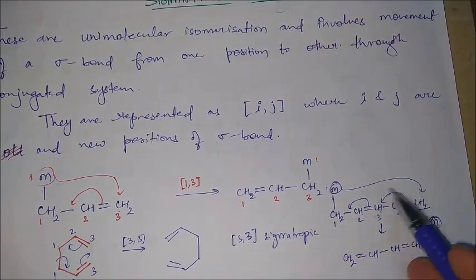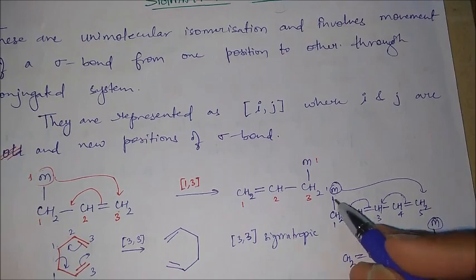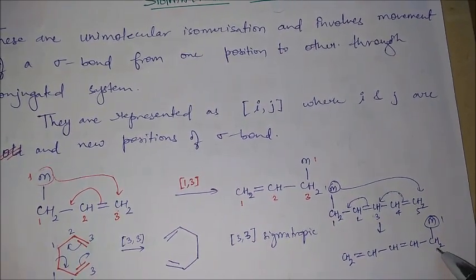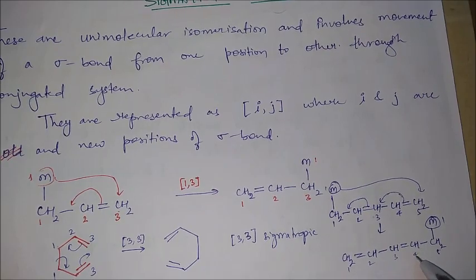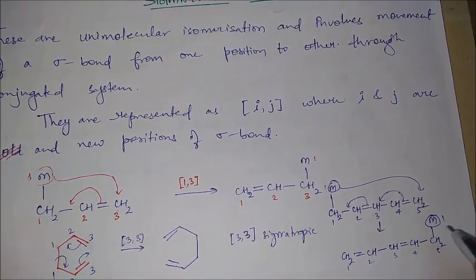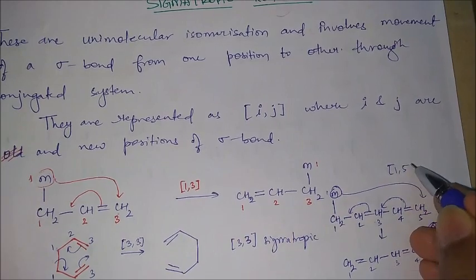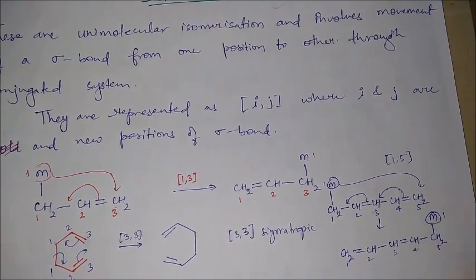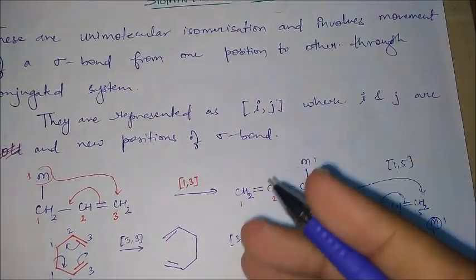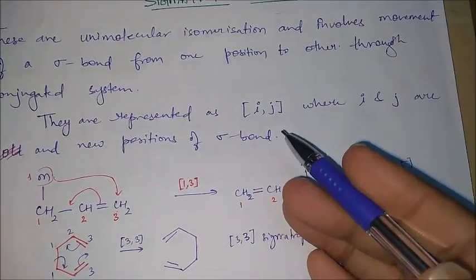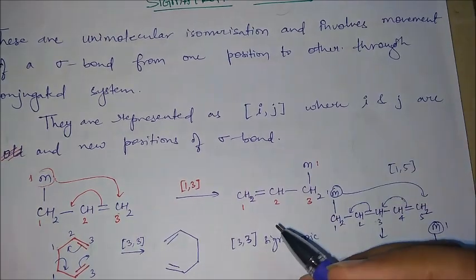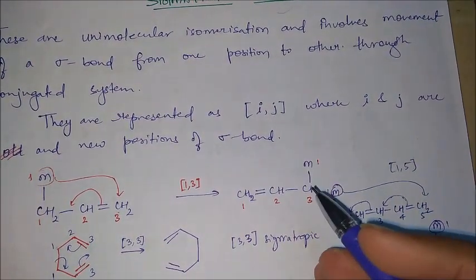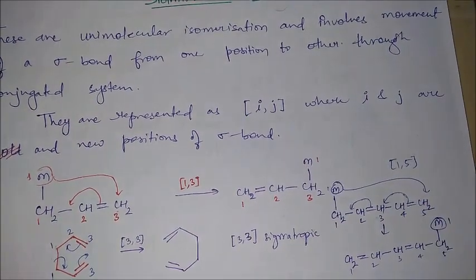So now it has moved from position number 1 to 5. Now the sigma bond, earlier it was between 1 and 1, and now it has been formed between 1 and 5, because 1, 2, 3, 4, 5, it was the fifth one. So it is an example of a 1-5 sigmatropic shift. So these are certain kinds of sigmatropic shifts. Now let's try to understand, there are some name reactions, like certain names have been given to a few types of sigmatropic reactions, like the Cope rearrangement and Claisen rearrangement. Now let's try to understand what these are.